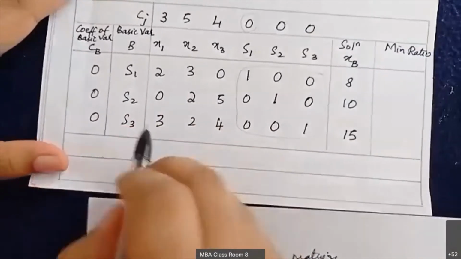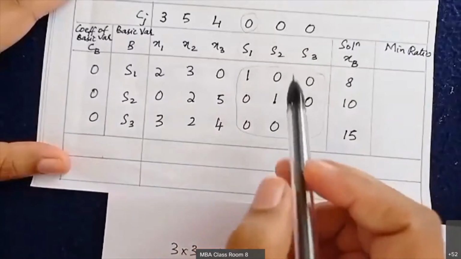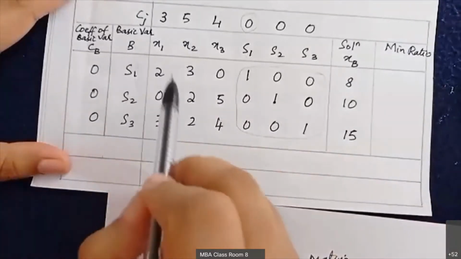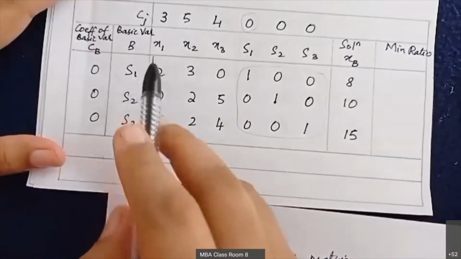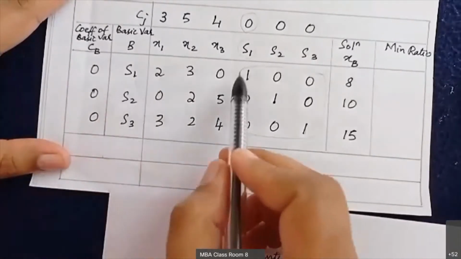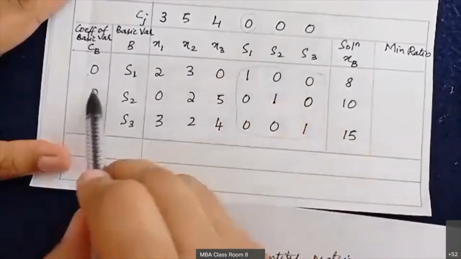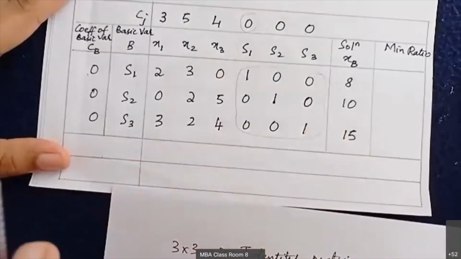Only in the initial simplex table, you have to check for this identity matrix and then collect the basic variables like this. After that, the basic variables will change on their own. Basic variables you have to identify using this identity matrix, and the corresponding coefficients are the ones you have to write over here. Is it clear till now?